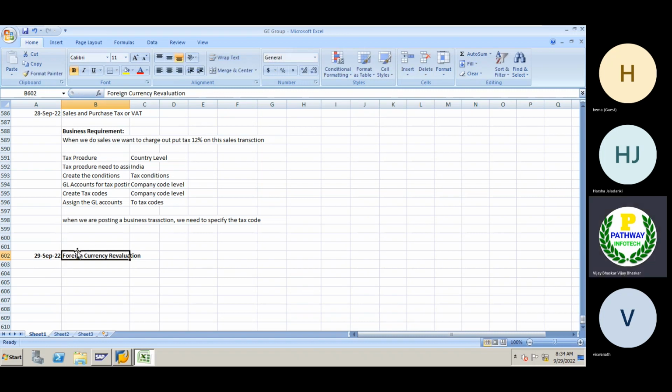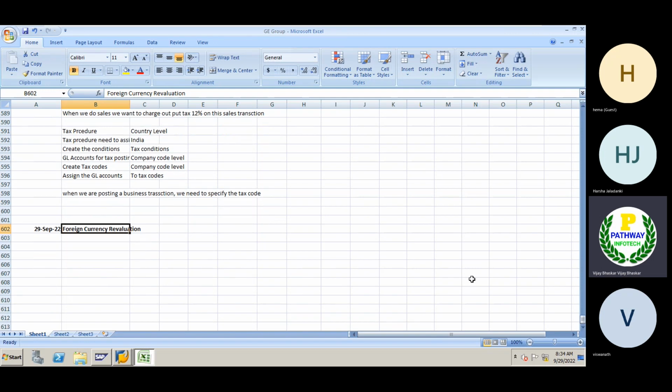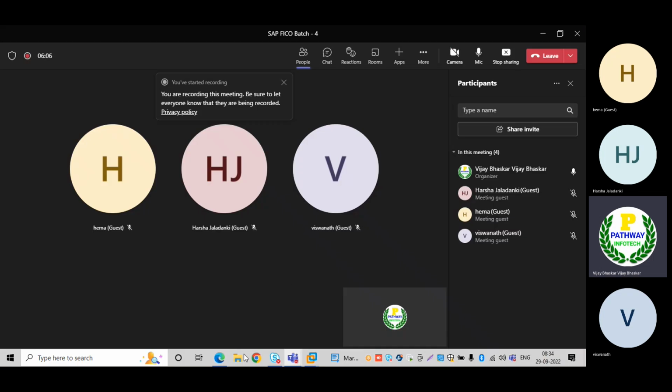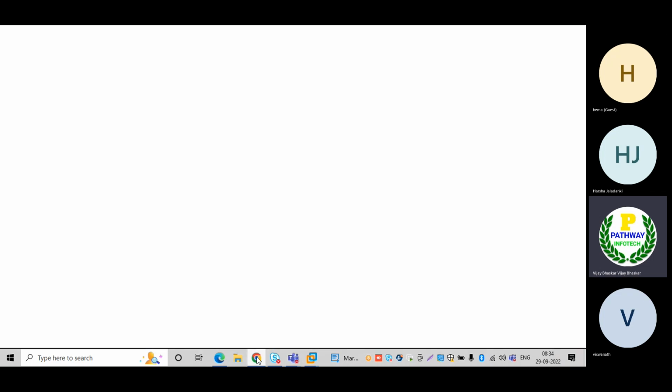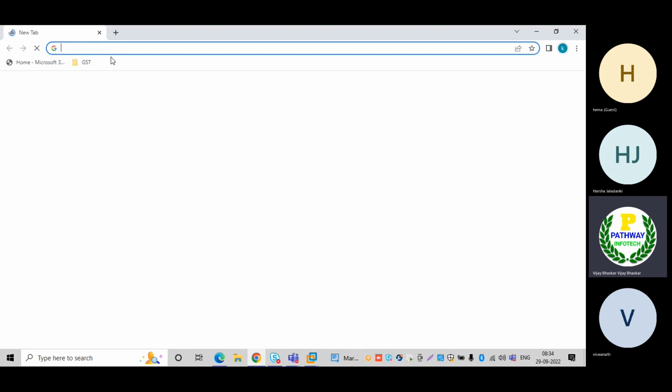So for what purpose do we need to perform this activity? As you remember, as you are aware, every day, every minute, every second the exchange rate fluctuates. It is going to happen. Now let me show you the current exchange rate available from USD to INR. Then let me show you one small example.